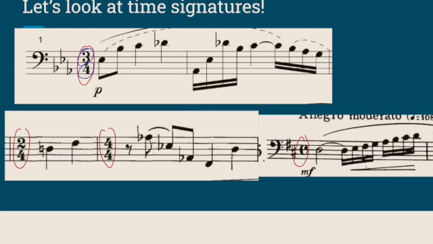So we know, because there's a 4 on the bottom, we should have a quarter note being our beat, right? So we need to make sure that we have 3 quarter notes in each measure. So if you look here, you have 2 eighth notes, right? That's a quarter note. You have another quarter note here. You have another quarter note here.